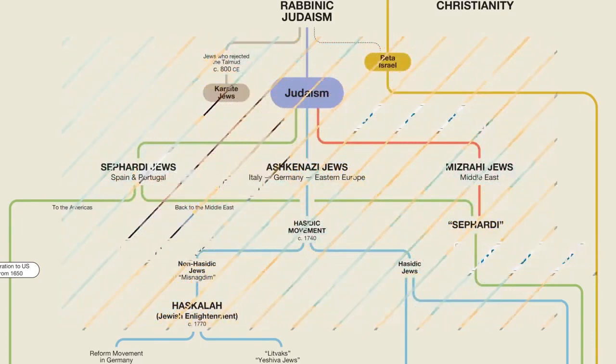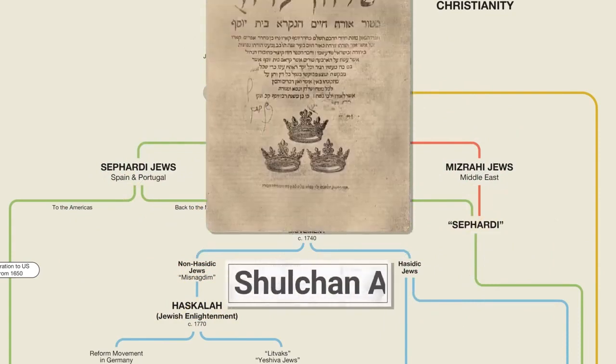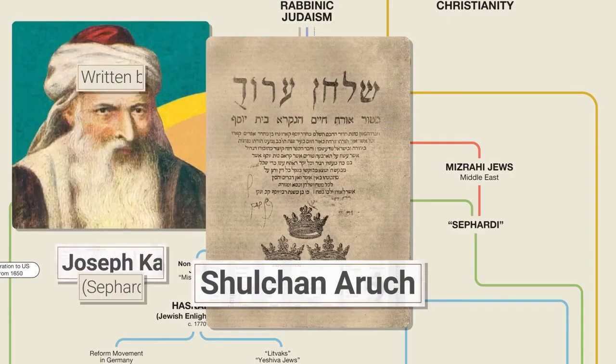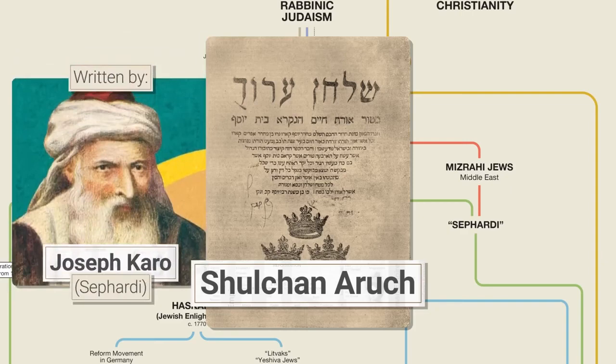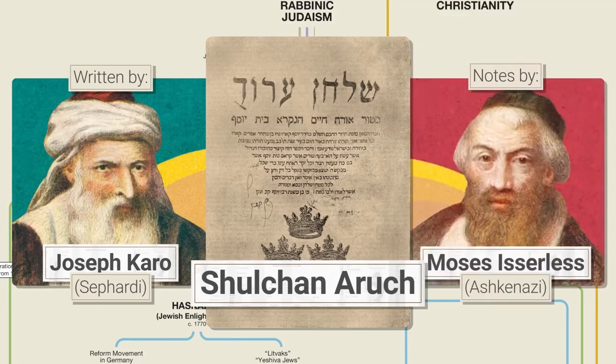Now, before I move on to the modern denominations of Judaism, I want to point out a book called the Shulchan Aruch. Written in 1565 by the Sephardic rabbi Joseph Caro, it also contains notes by the Ashkenazi rabbi Moses Isserles. To this day, it's kind of the authoritative text for all things related to Jewish law. But it's important to note that it is used by both Ashkenazi Jews and Sephardi Jews, although when it comes to minhag or customs, Ashkenazis follow the rulings of Rabbi Isserles, whereas Sephardis follow the rulings of Rabbi Caro.